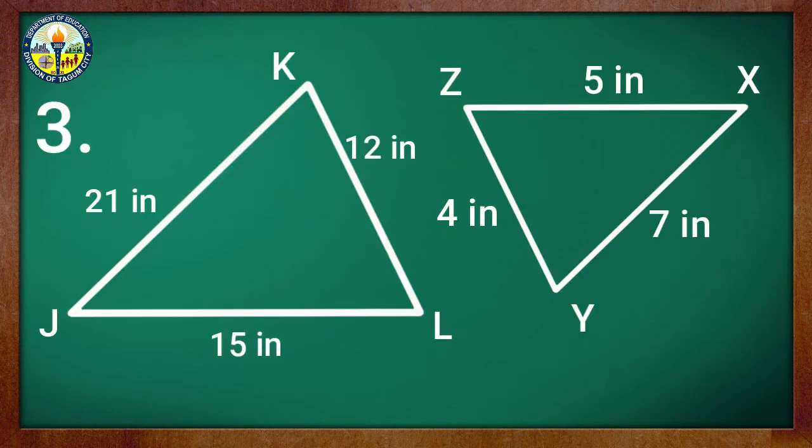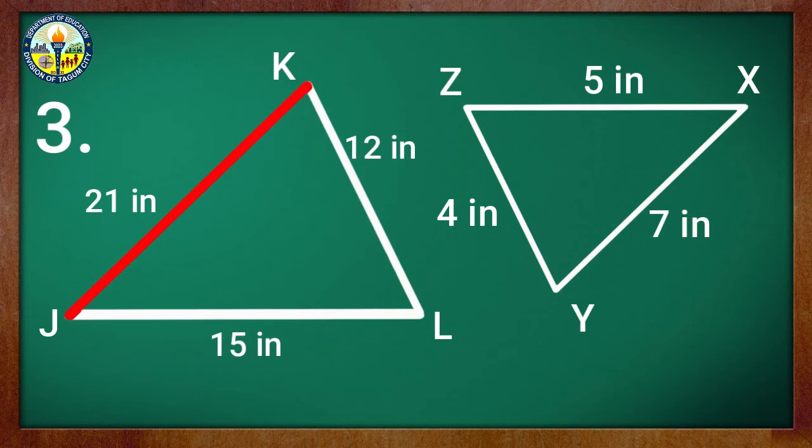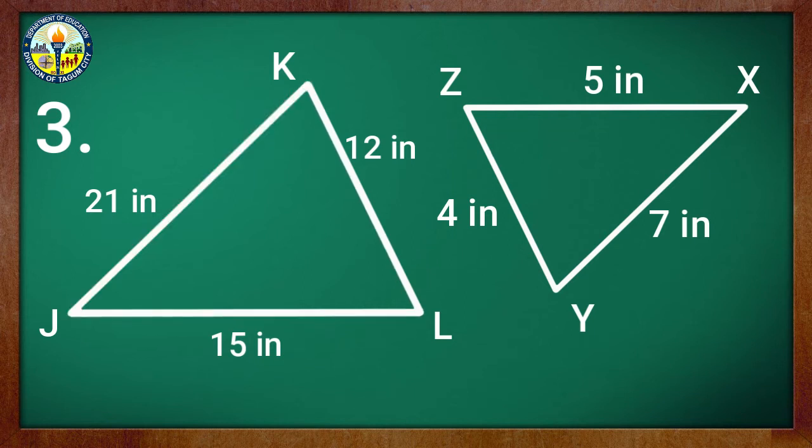Number 3, we have here triangle JKL, where side JK measures 21 inches, side KL measures 12 inches, and side JL measures 15 inches. We have also triangle XYZ, where side XY measures 7 inches, side YZ measures 4 inches, and side XZ measures 5 inches. Are the triangles similar?